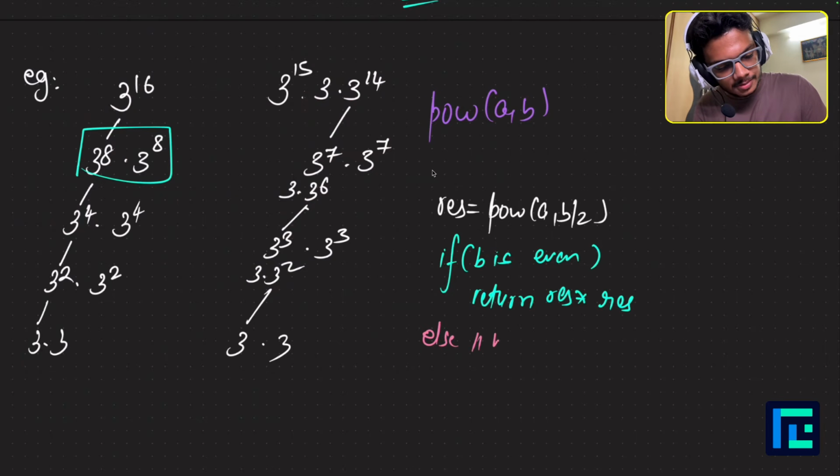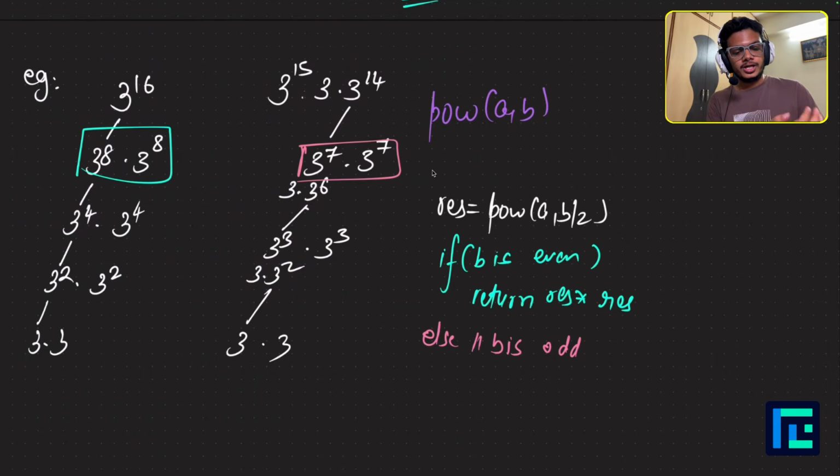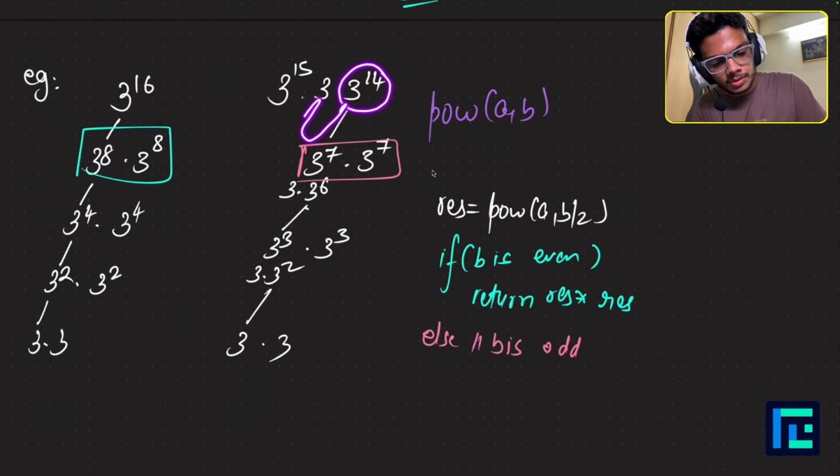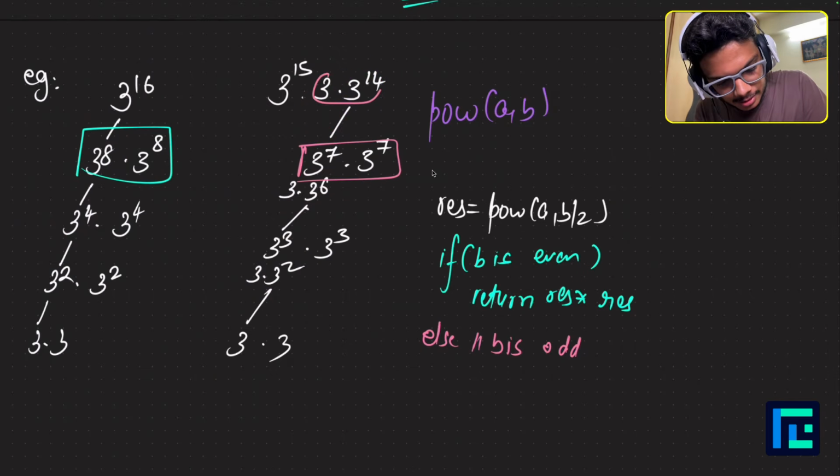Else, this is the case where b is odd. So if you get 3 power 7 back, what you have to do is multiply 3 power 7 with 3 power 7. You get 3 power 14, and you have to multiply it with 3, right? So in this case, this is what you have to do, right?